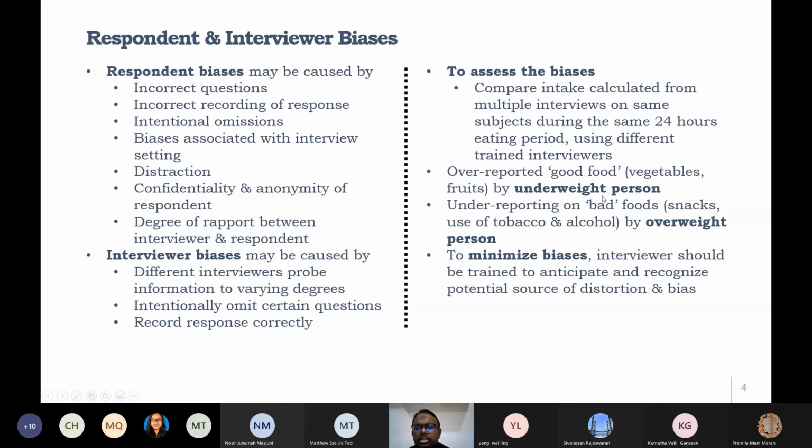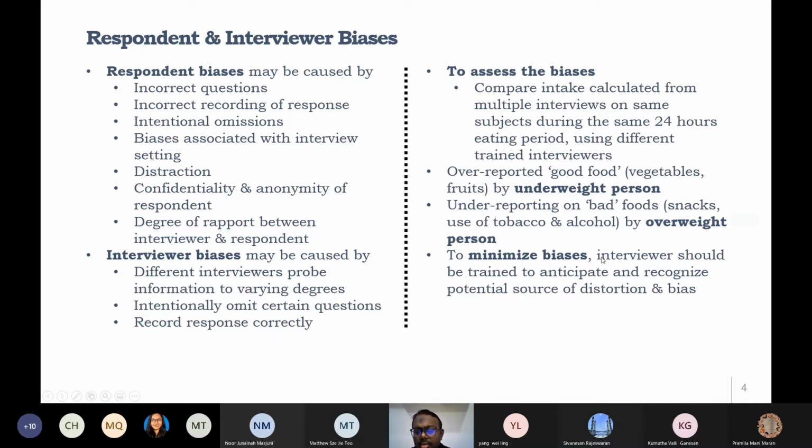Over-reporting of good foods like vegetables and also fruits is usually done by underweight persons, and underreporting of bad foods, for example snacks, use of tobacco and alcohol, by overweight persons. So underweight persons might tend to over-report foods, and overweight persons might tend to underreport some of the foods.